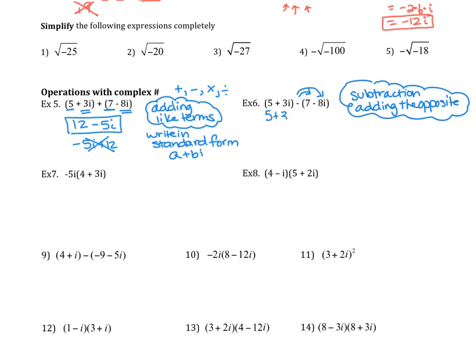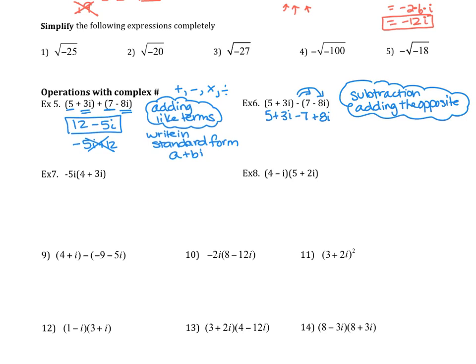So this is 5 plus 3i, and instead of subtracting parentheses 7 minus 8i, I'm going to add the opposite. So the opposite of my 7, my negative, when I distribute it, I get -7. The opposite of +7 is -7. When I distribute my negative, -8i becomes +8i, or if I think about adding the opposite, it becomes +8i. So I'm going to change subtraction problems into adding the opposite and drop my parentheses.